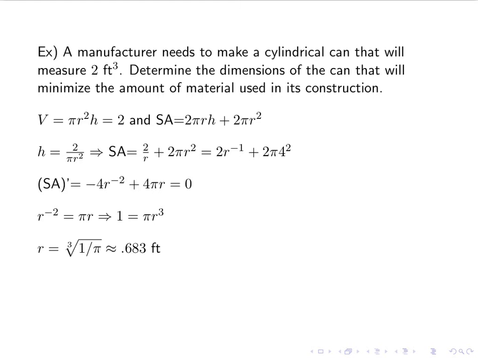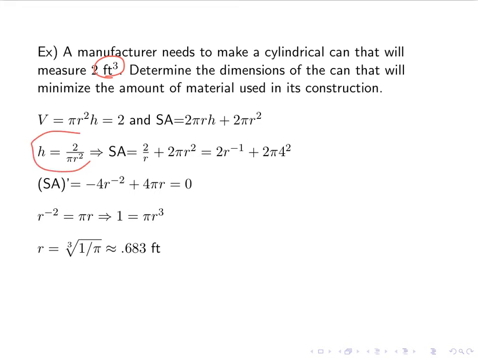The question says determine the dimensions of the can. That means I need r and h. So r is roughly 0.683 feet. Right? The volume is feet squared, so the radius must be feet. And then I also need to find h.